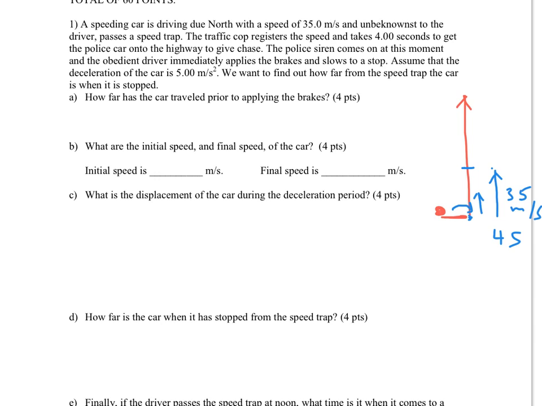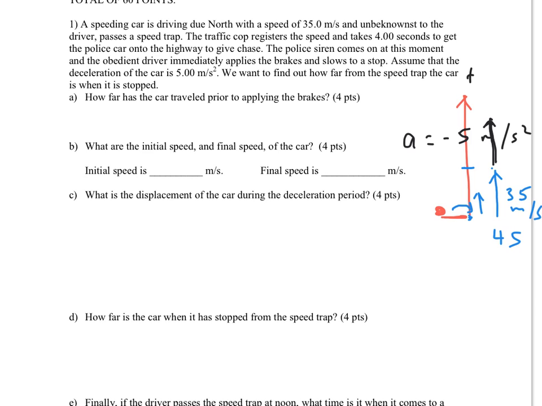Now, the police siren comes on at this moment, that is after 4 seconds, and the obedient driver immediately applies the brakes and slows to a stop. So upon hearing the siren 4 seconds later, the driver applies the brakes and slows down. So this part of the motion is deceleration. Now, deceleration means that you're slowing down. Since your motion is in this direction, if I call that the positive direction, what that means is a is minus 5 meters per second squared.